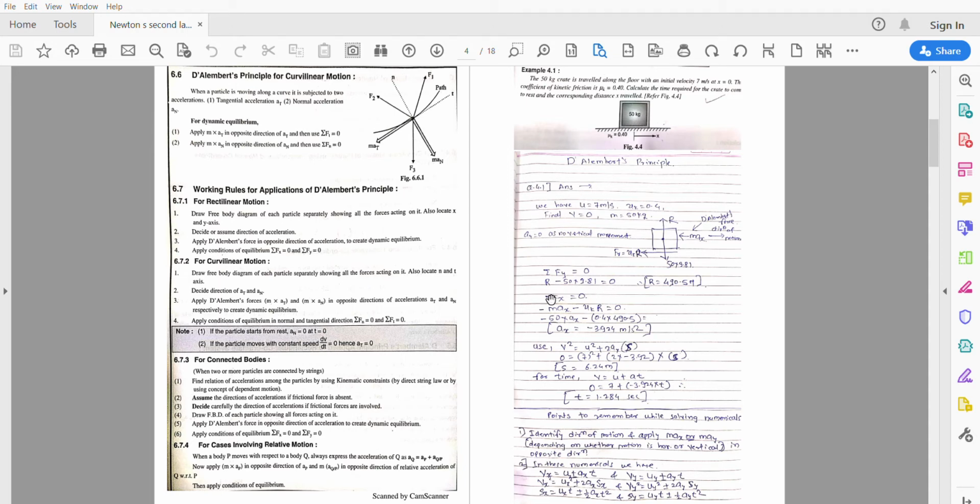The steps for solving numericals are very simple. Step number 1, draw FBD, show all the forces. Step number 2, determine the direction of motion. If it is not given, assume it.